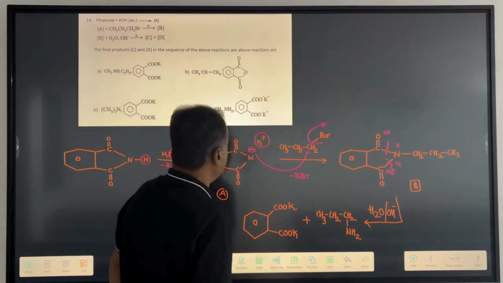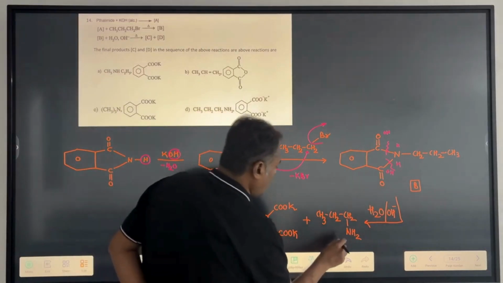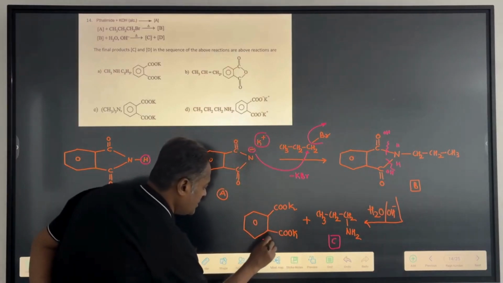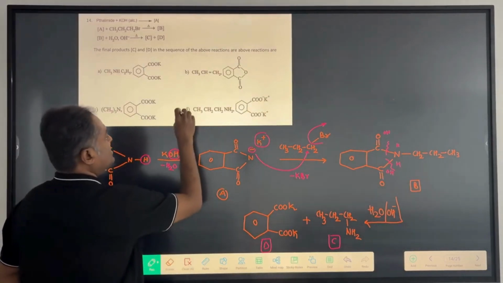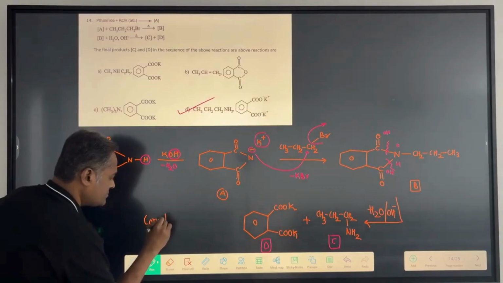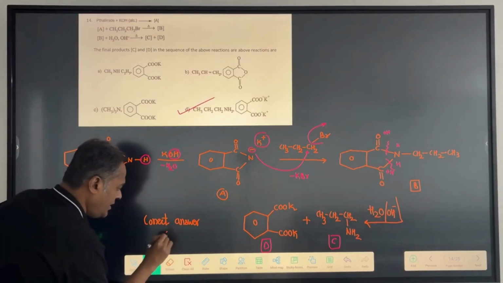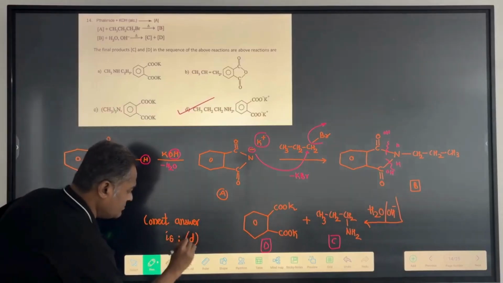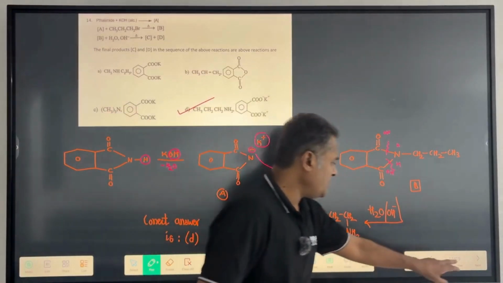So over here, as per the option key, this is nothing but your compound number C, this is your compound number D. Hence the correct answer for this question would be D. So the correct answer is D for this MCQ. I hope this is clear. Let's proceed with the next question.